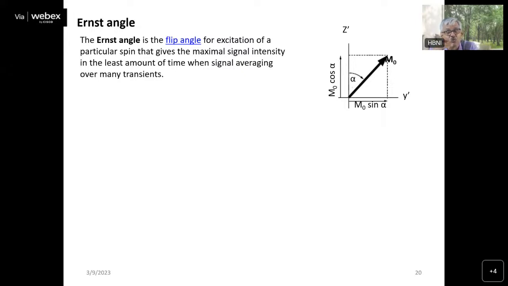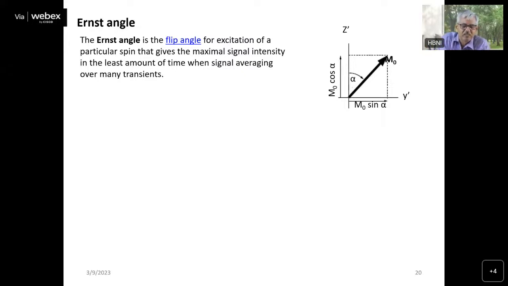But suppose you want to do a large number of scans. As I told you, if you give a 90 degree pulse, before you give the second 90 degree pulse you have to wait for a minimum of 5 T1. T1 varies from milliseconds to seconds. Suppose your T1 is 10 seconds, then you have to wait 50 seconds before giving the next pulse. That is a lot of time, so a large number of scans will take a longer time.